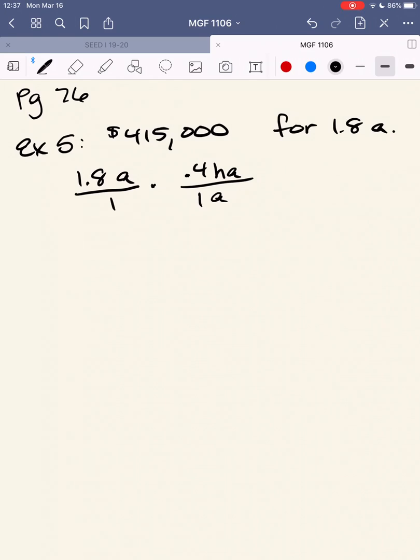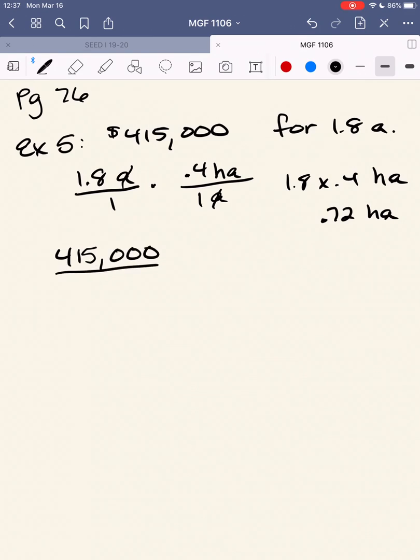My acre units cancel out. I'm left with my hectares, and I just have to multiply 1.8 times 0.4, and I end up with 0.72 hectares. That's part A of example 5. Part B is I want to know the price per hectare. So I take the price, which is $415,000, and I'm going to divide it by the number of hectares I have.